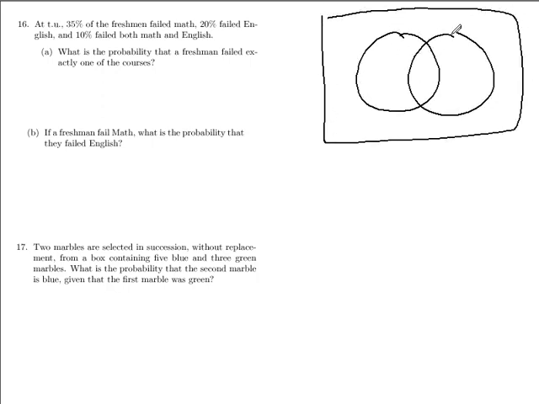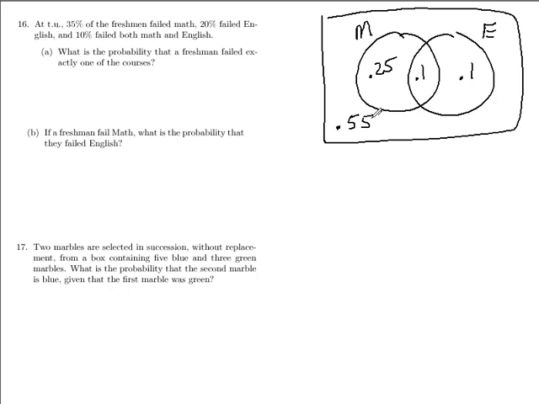Okay, at TU, 35% of the freshmen failed math, 20% failed English, 10% failed both. So here's math and English. We know 10% have failed both, so it's 0.1 there. 20% had failed English, so it puts a 0.1 there also, because the whole thing has to add up to 20%. 35% failed math. There's 35%. And 25, 35, 45 makes this 0.55. We know it's a Venn diagram because it talked about this percentage, and then percentage that did both.